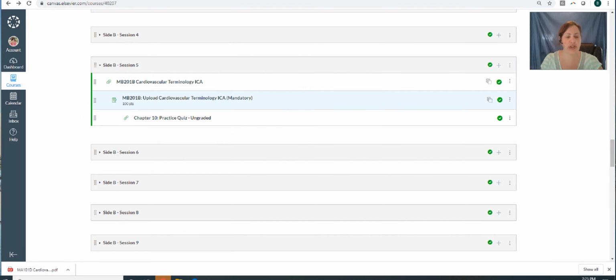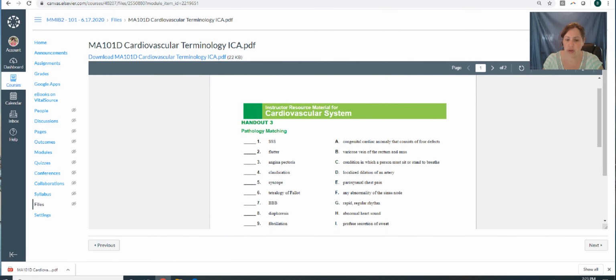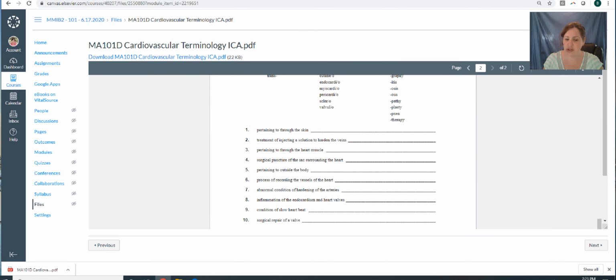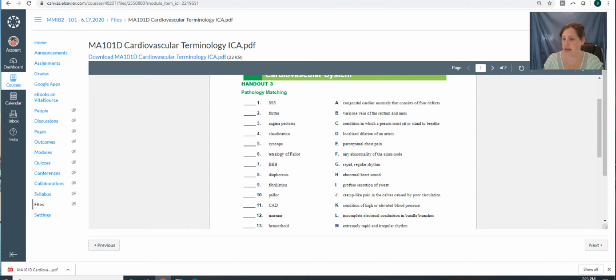So you're going to click on that top one. The second one is just where you upload your answers. So the top one is how you're going to access your assignment. And you actually see a preview of the document here. It is 2 pages long. Now you can just look at it here on your screen and then type your answers into Word.